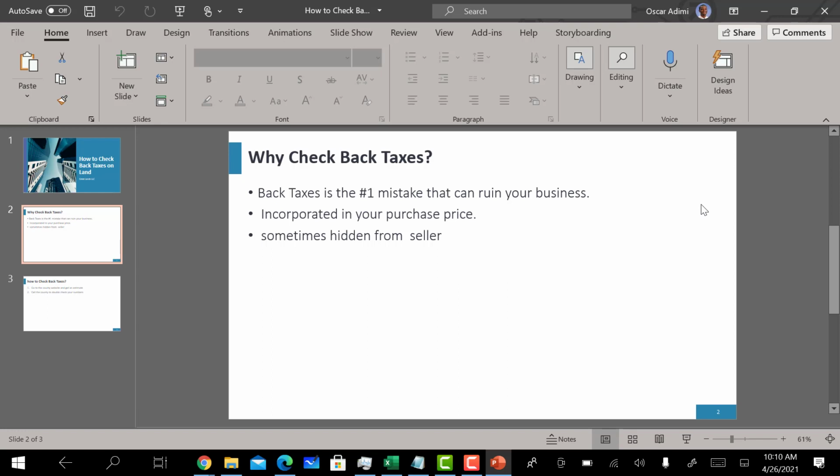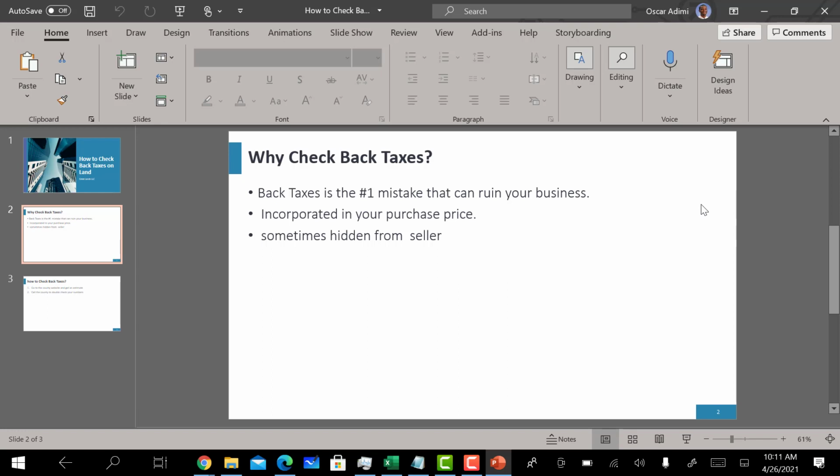But what you want to do is go back to the seller and say, hey, I know I offered $1,500 net, but you owe a lot of back taxes. How about deducting the $1,000 of back taxes from the $1,500, and you get a cash net of $500? That's what we as investors usually do.